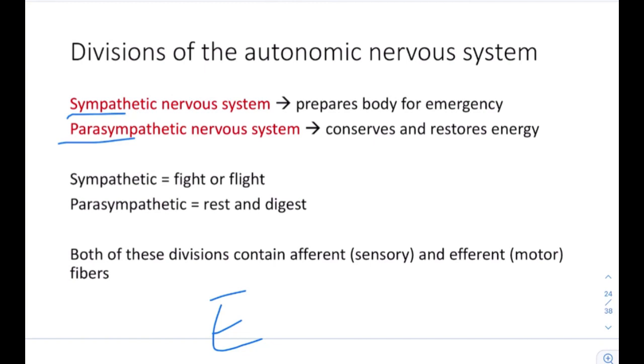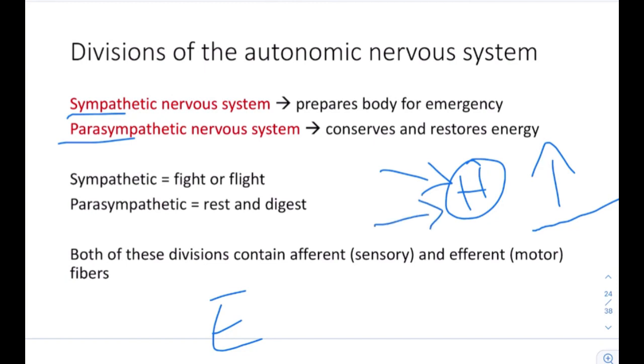So let's say your heart. The heart is innervated by the autonomic nervous system. If the sympathetic division is working, your heart rate is going to increase, because in cases of emergency, you need more blood throughout your body. So heart rate is going to increase, and your heart is going to pump more blood to the body.